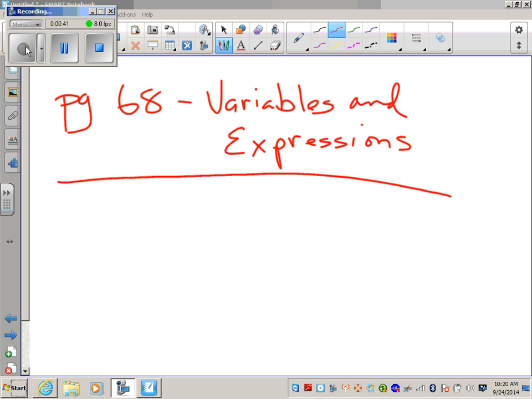Variables and expressions. Well, what's a variable, first of all? What is a variable? Not a symbol. It's a letter that takes the place of a value or a number.